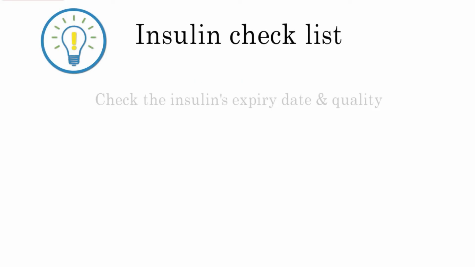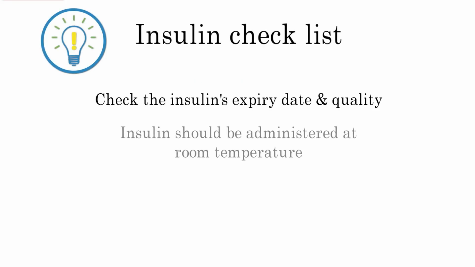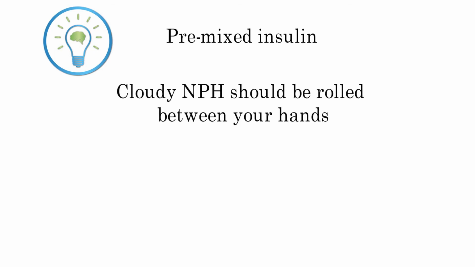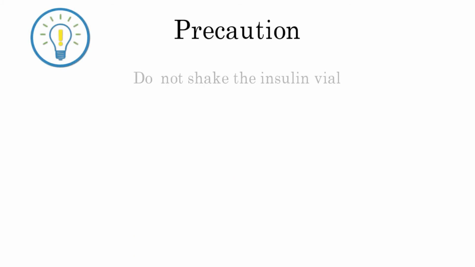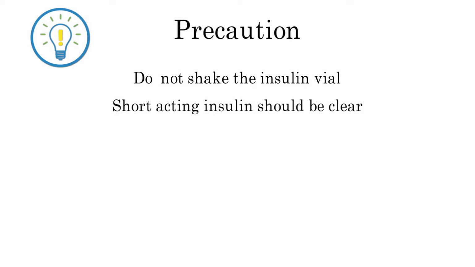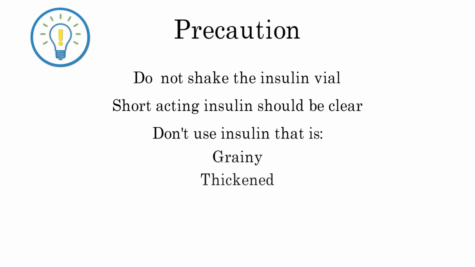Before injecting insulin, be sure to check its expiry date and quality. If it was refrigerated, allow your insulin to come to room temperature. If the insulin is a mixed insulin, like NPH, that is cloudy, roll the vial between your hands for a few seconds. Be careful not to shake the vial, as this will cause the insulin to become full of bubbles. Short-acting insulin that isn't mixed with other insulin shouldn't be cloudy. Don't use insulin that is grainy, thickened, or discolored, and always check the expiration date.